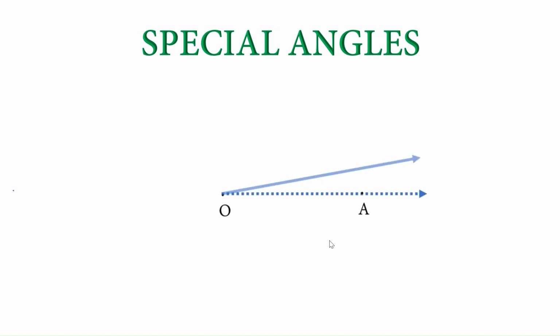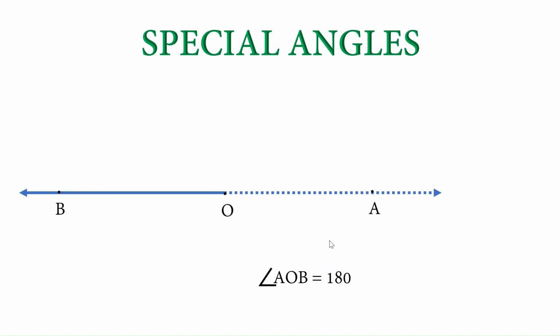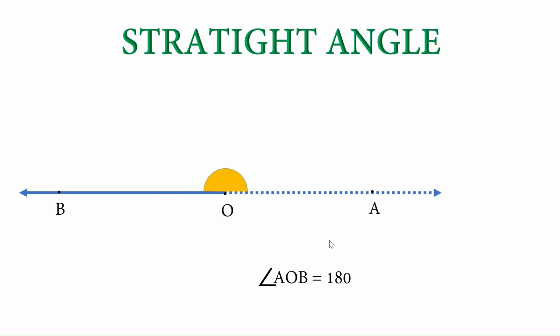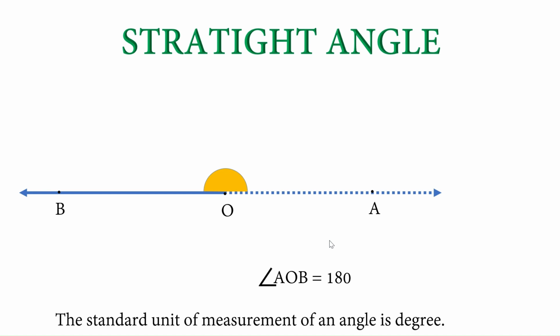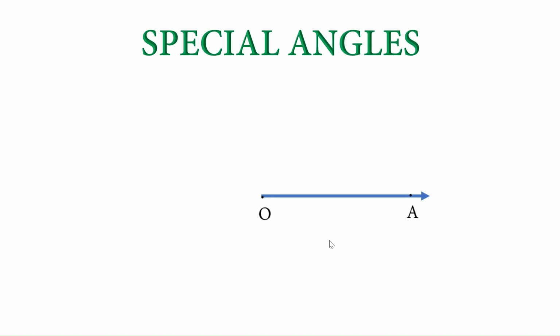Take any ray on a plane, and if the initial position and final position of a rotation are opposite to each other on the same line, the angle so formed is called a straight angle. Here, the straight angle AOB will be equal to 180. The standard unit of measurement for an angle is degrees, for which we write a small o as a superscript on the number. So the magnitude of a straight angle is 180 degrees.